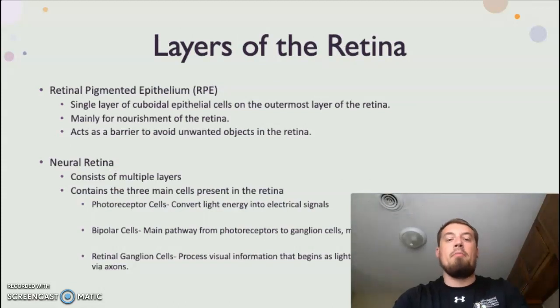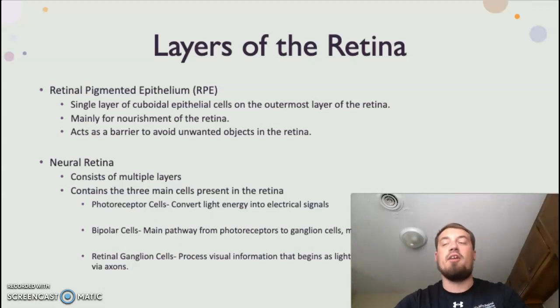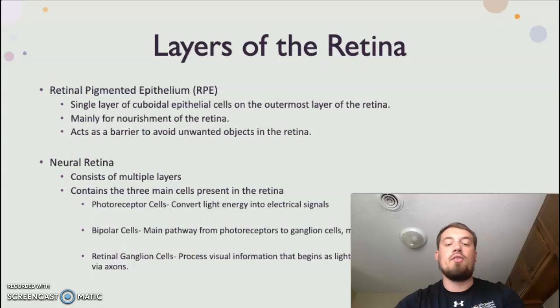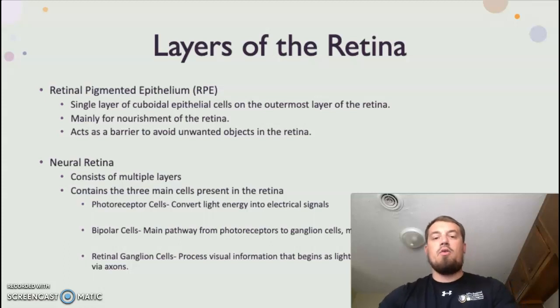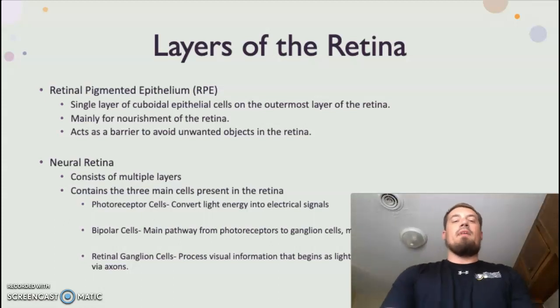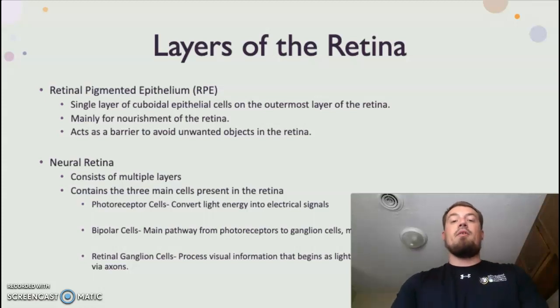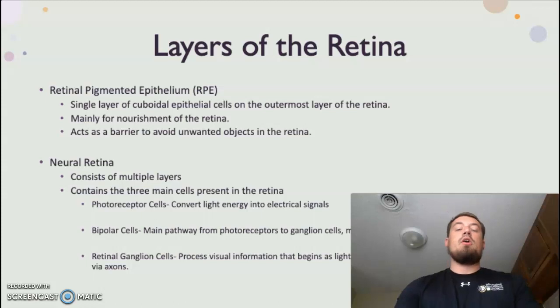First, the retinal pigmented epithelium, or RPE, is a single layer of epithelial cells on the outermost layer of the retina. This is mainly used for nourishment of the retina, but it also protects as a barrier to avoid unwanted objects getting into the retina. One cool thing that the RPE does is it protects us from getting blurred or messed up vision if there was a situation where light was allowed to move through the cones and rods and miss the cones and rods. The RPE catches those so that they don't affect our vision on a day-to-day basis.